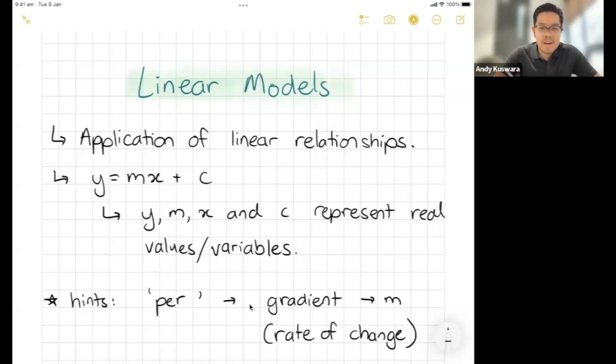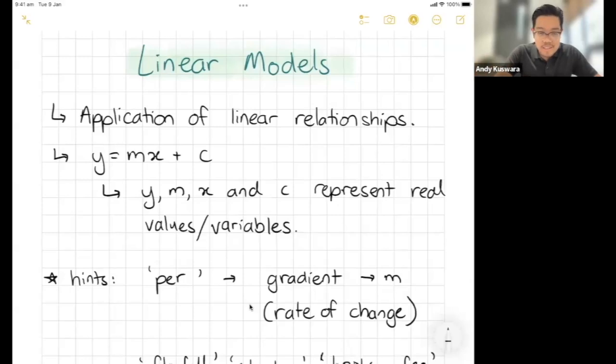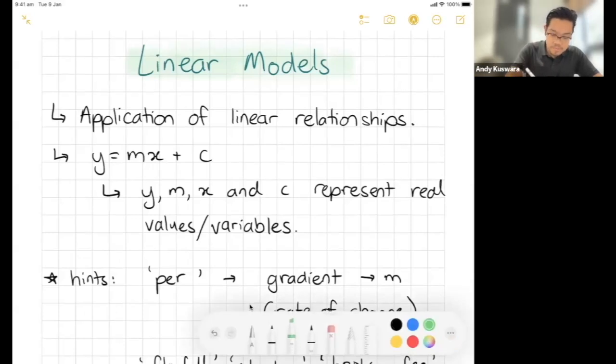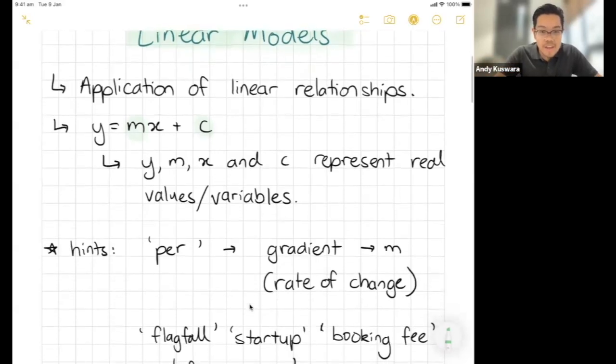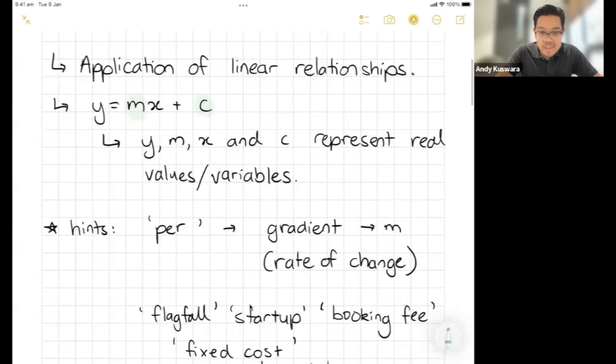Now, how do we break down questions like this? The most important part with any linear relationship is going to be your gradient and your y-intercept. Now we need to break this down into the real world language. Whenever you hear the word per or you're given some sort of rate, that is an indication that we're talking about your gradient, or your m.